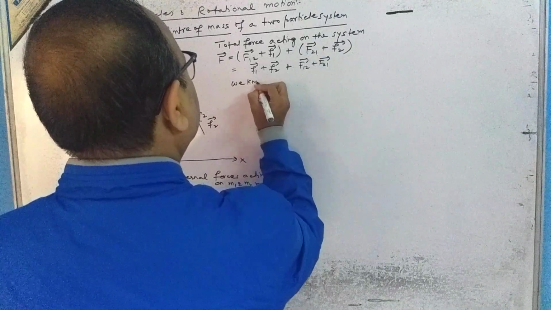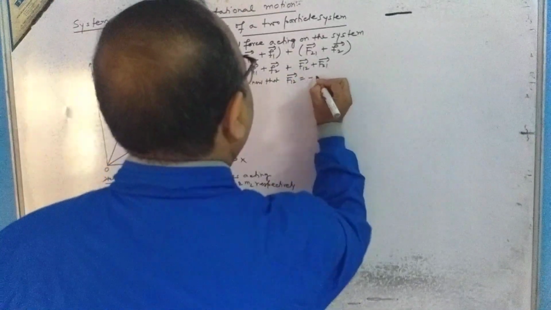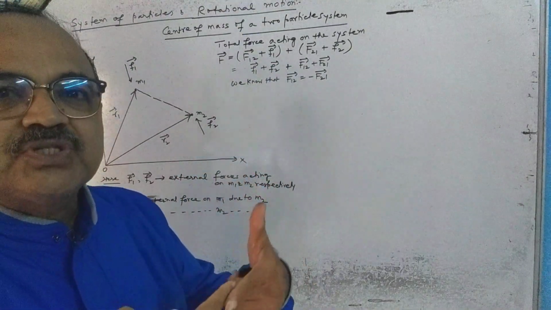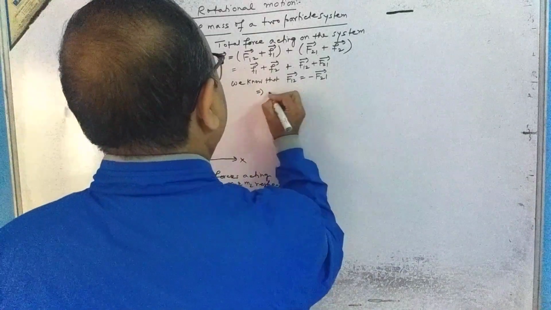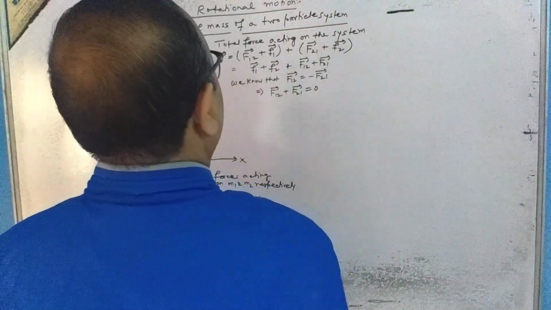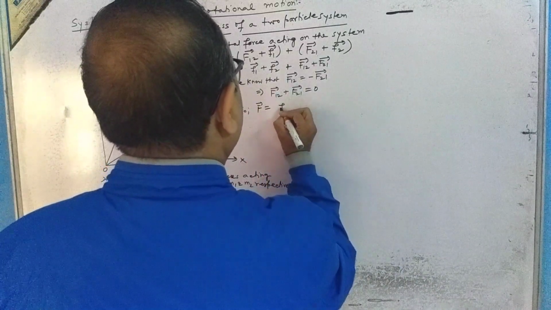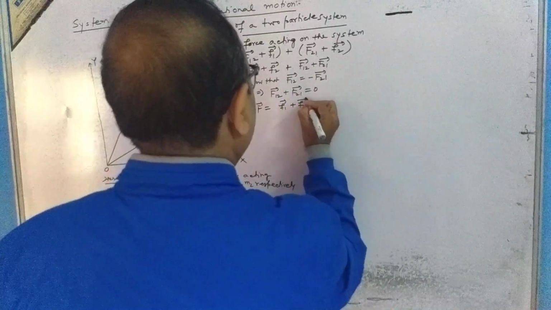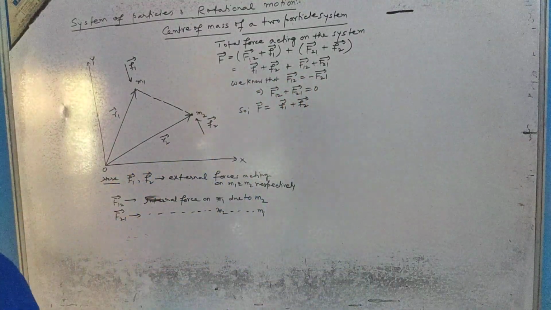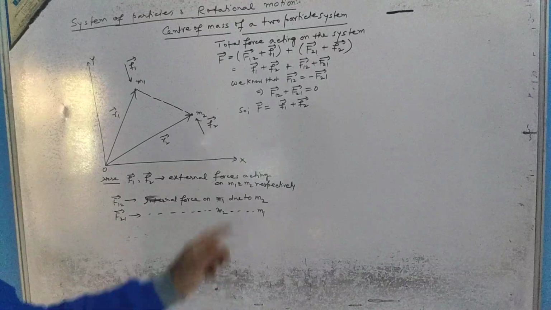We know that F12 vector is equal to minus F21 vector. From where? Newton's third law. Action and reaction. Mutual force, action and reaction. Which will imply F12 vector plus F21 vector is equal to 0. So, F vector should be equal to F1 vector plus F2 vector. I hope you got these two internal forces. The sum of these two internal forces will be equal to 0 because these two forces are equal and opposite in nature.